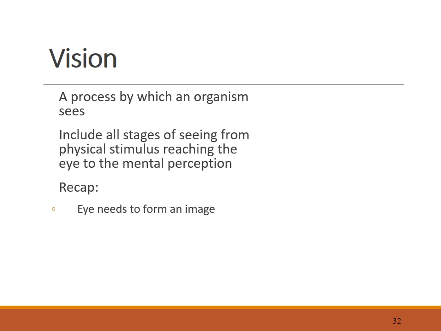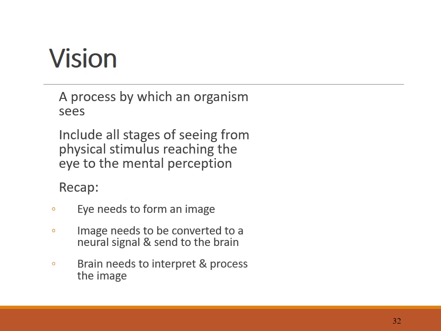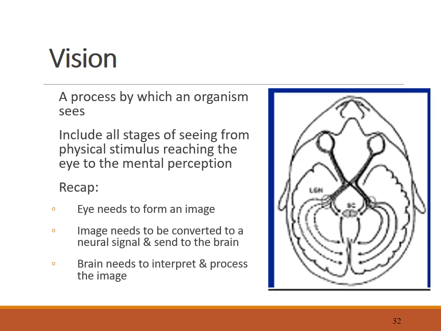What you need to know is the eye needs to form an image. From the image, it needs to be converted to a neural signal and sent to the brain. The brain then needs to interpret and process the image. You need to know all the processes of vision.